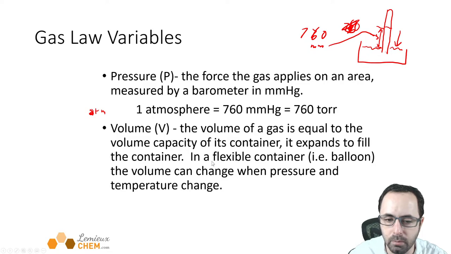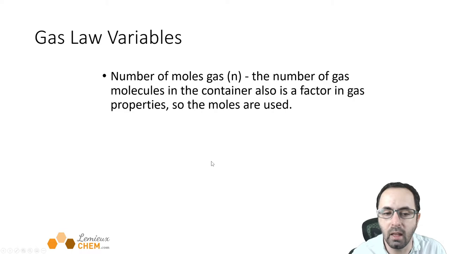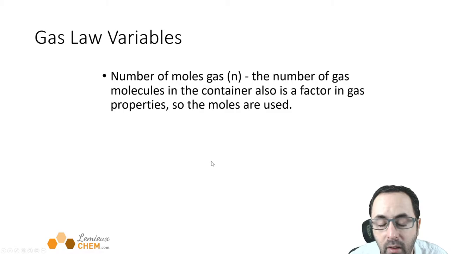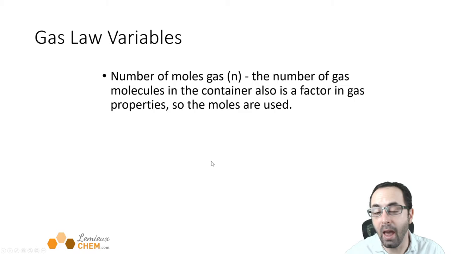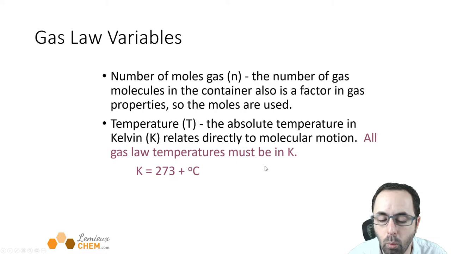Also, an important variable for gas laws will be the number of moles of gas molecules or atoms. This is going to be an important factor in the gas properties. It's not going to matter which gas we're talking about. All that's going to impact the properties is how many gas particles there are. That's a very interesting fact for gases, and that's something we're going to get into. Finally, temperature. Temperature is going to be used a little bit differently than we have used it in the past. We're not going to be using Celsius temperatures very much in this chapter. We're going to be using Kelvin temperatures.